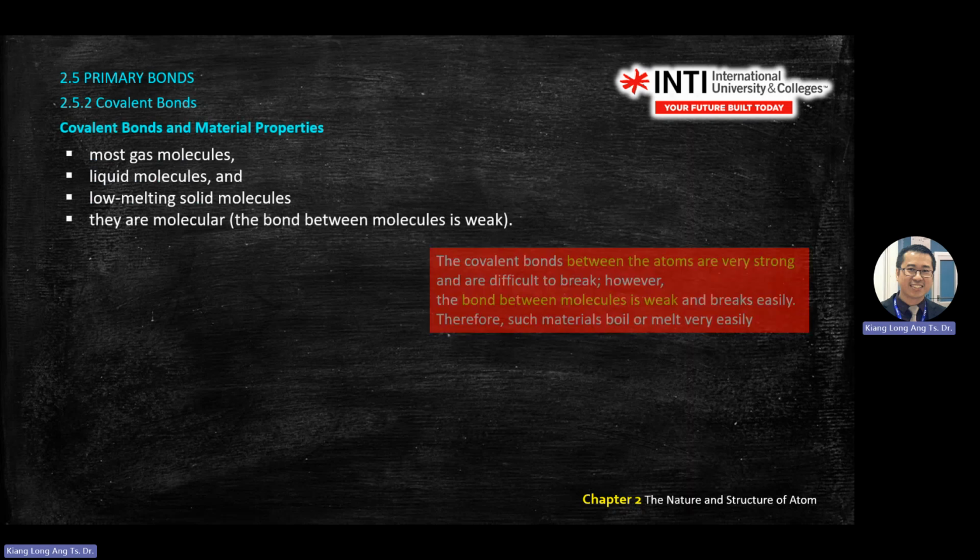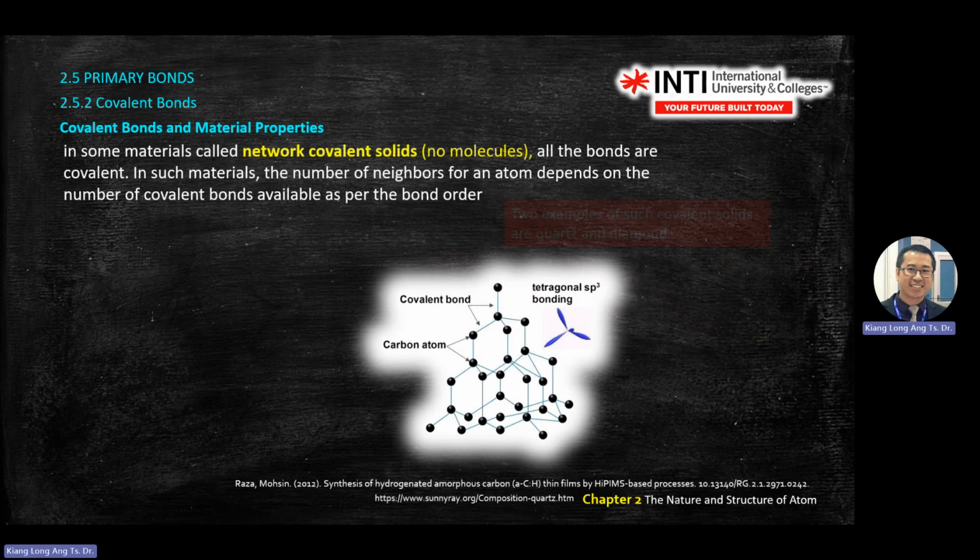Covalent bonding: mostly they are gases or liquids with low melting points, and they are molecular, meaning they cannot form a single giant compound. This one you read.